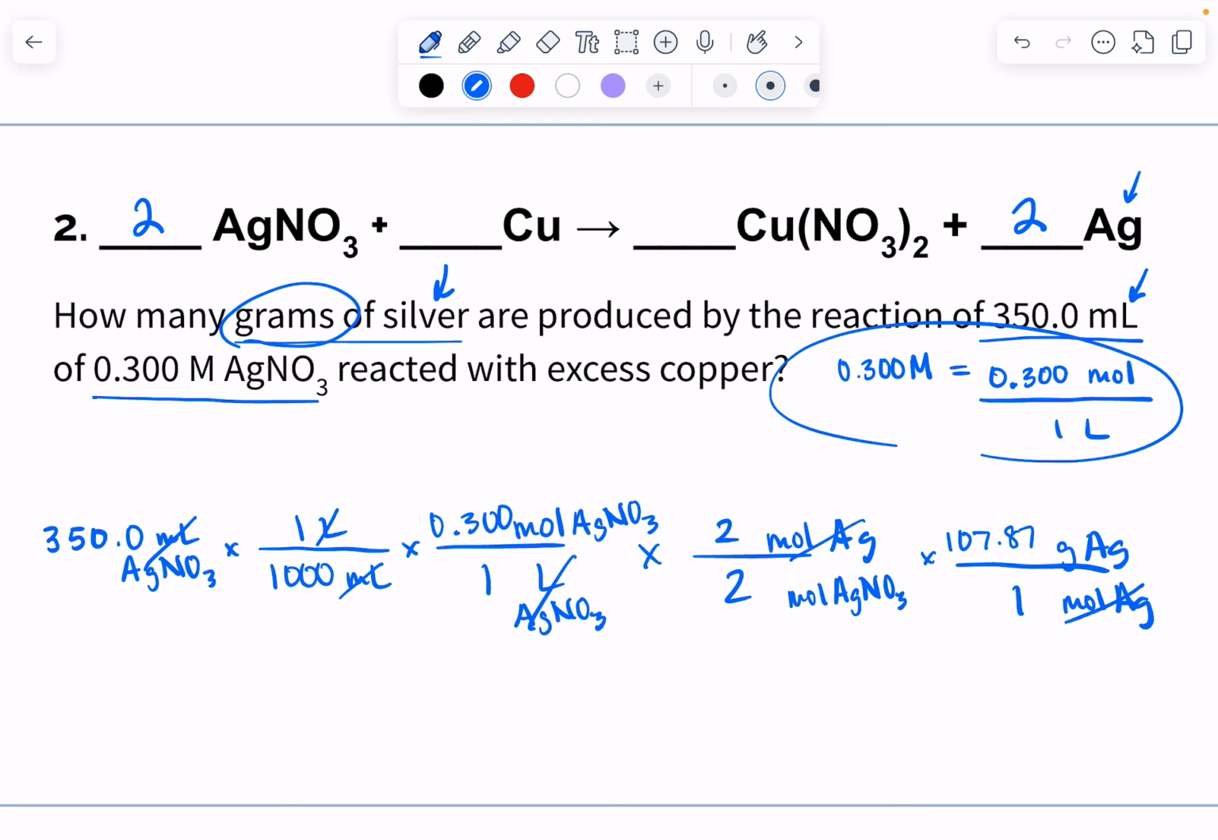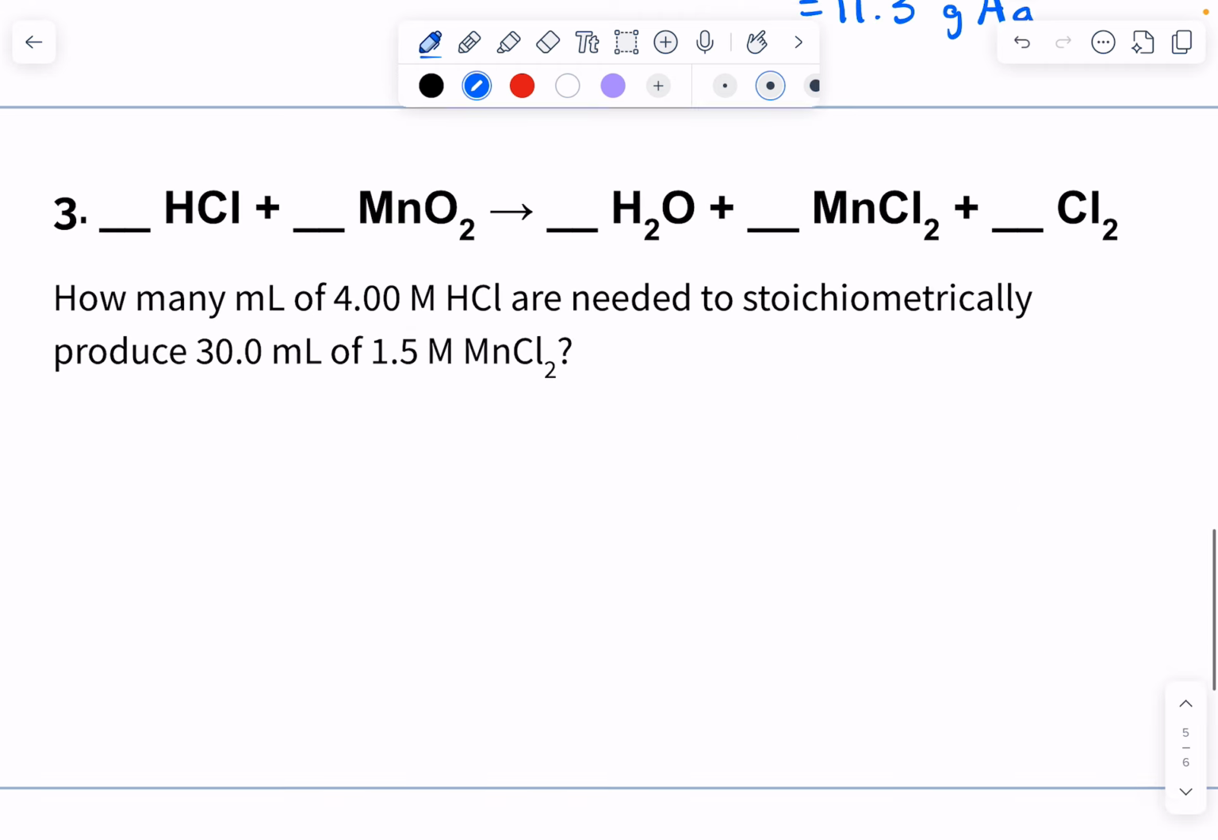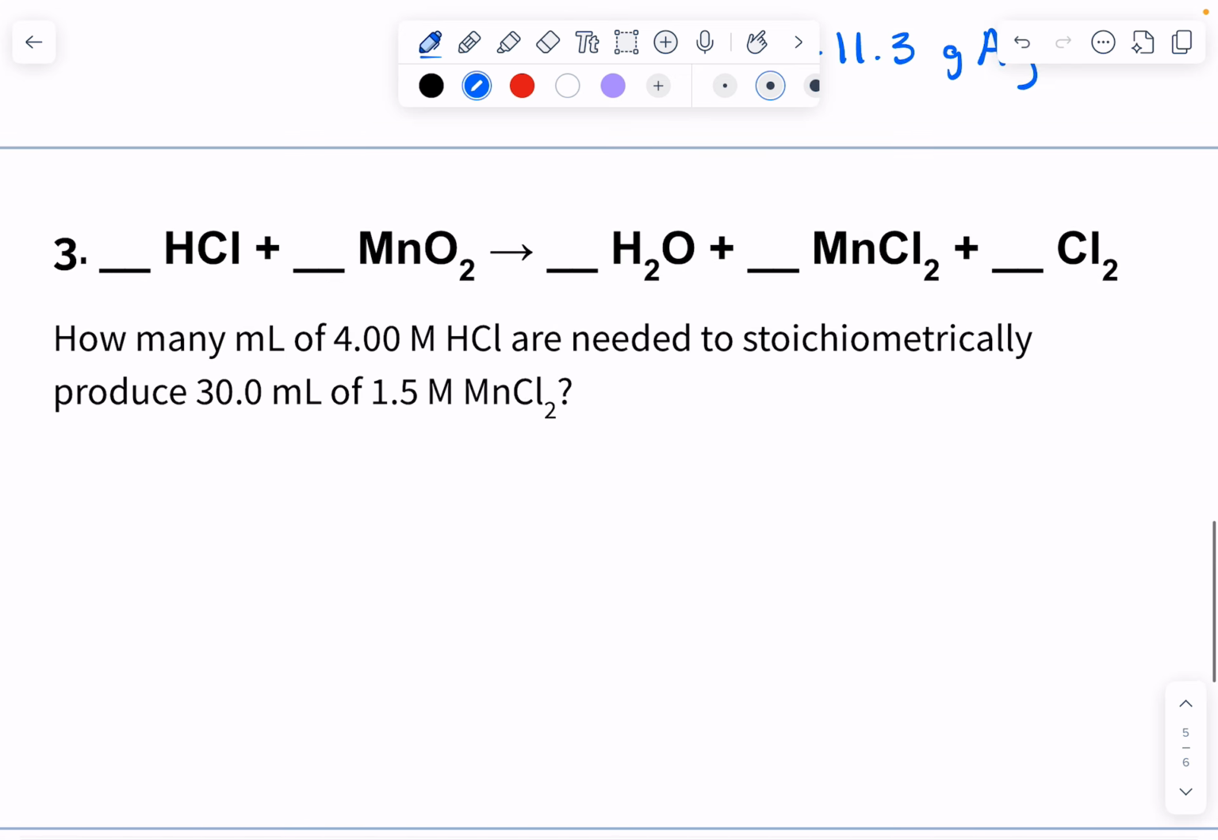And we'll cross out, making sure the units all cross out, we should get 11.3 grams of silver overall. So give that one a try, see if you get the correct answer there when you go through it, typing it into your calculator. We're going to try a couple other practice problems with this concept.